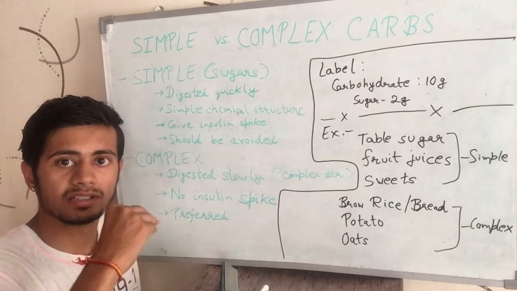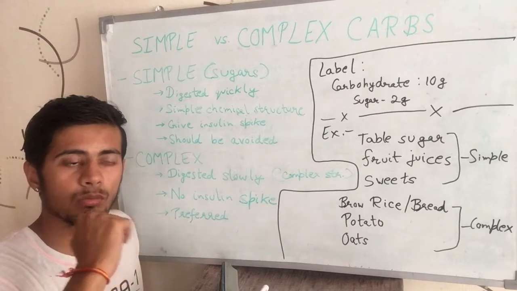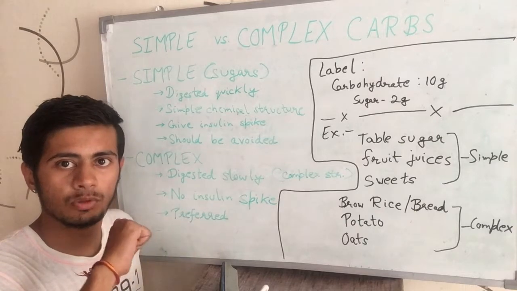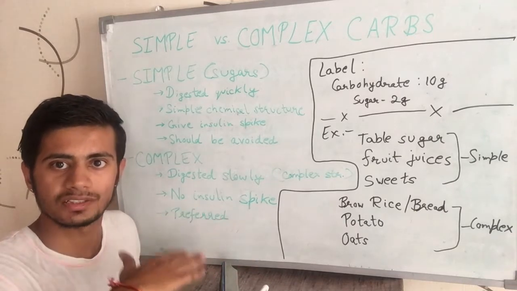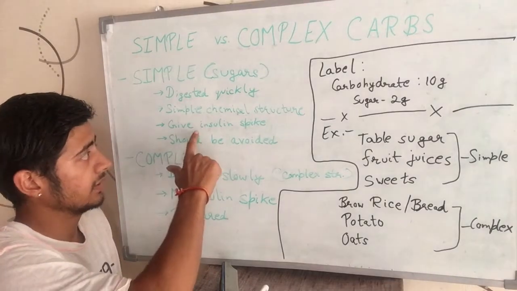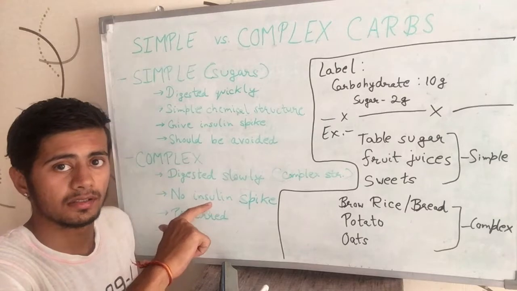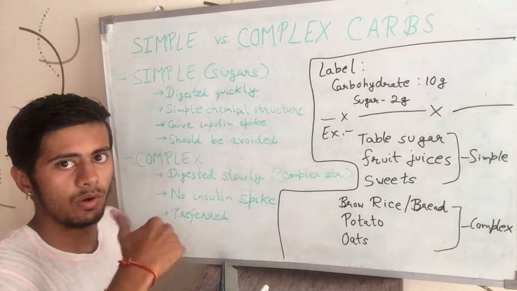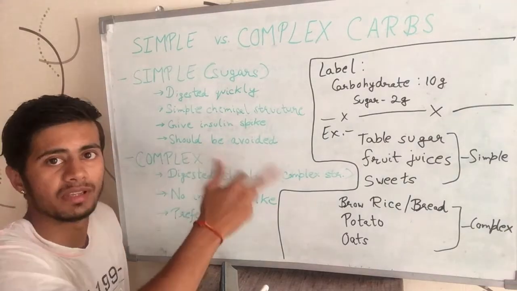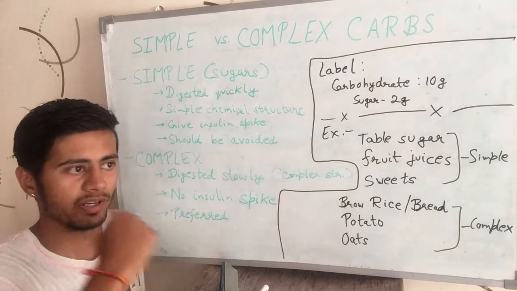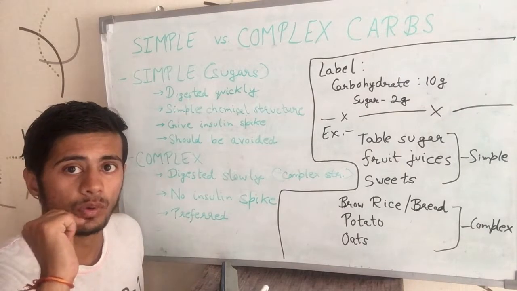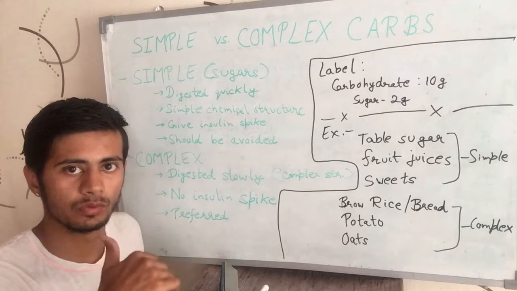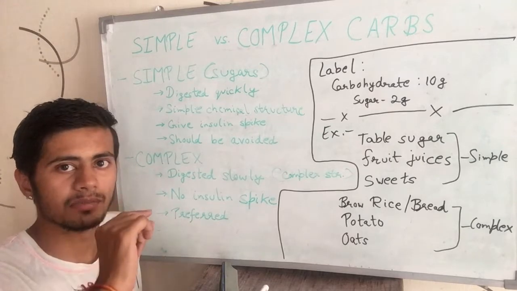And when your blood sugar is above a certain limit, your body releases insulin, and that insulin takes the blood sugar down, puts some of it in the liver and muscles, and the rest of it as fat. So they will give you an insulin spike, which you do not want. So they are not something that you should eat often, or they are something that should be avoided. You should avoid simple carbohydrates because they are going to give you an insulin spike. They are more prone to give you an insulin spike if you eat them above a certain quantity.